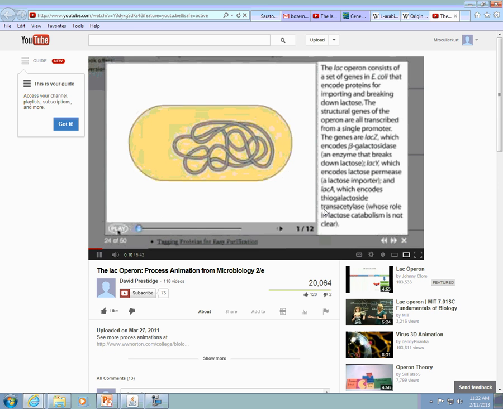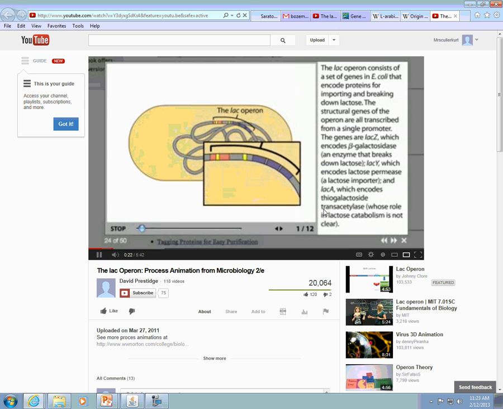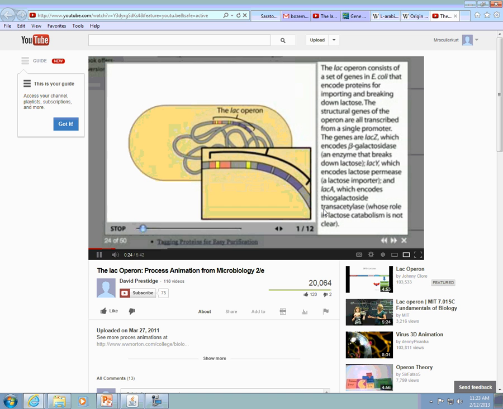The visuals are awesome on this. The Lac Operon consists of a set of genes in E. coli that encode proteins for importing and breaking down lactose. The structural genes of the operon are all transcribed from a single promoter. The genes are LAC-Z, which encodes beta-galactosidase, an enzyme that breaks down lactose, LAC-Y, which encodes lactose permease, a lactose importer, and LAC-A, which encodes thiogalactoside transacetylase, whose role in lactose catabolism is not clear.